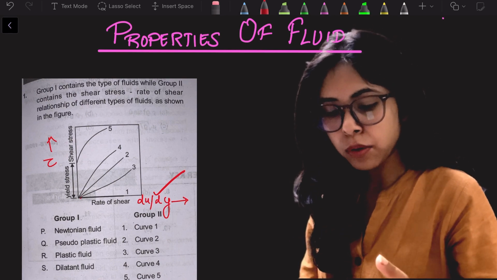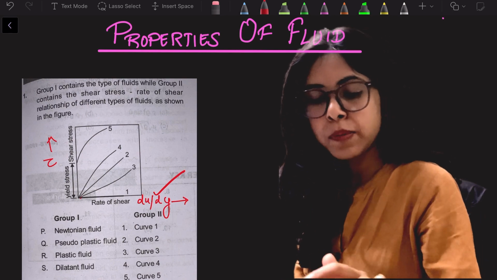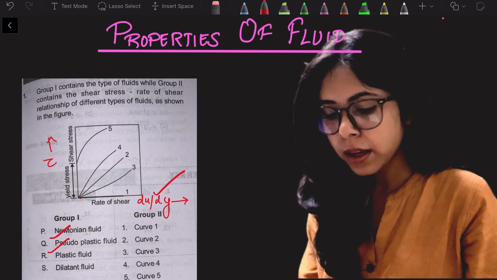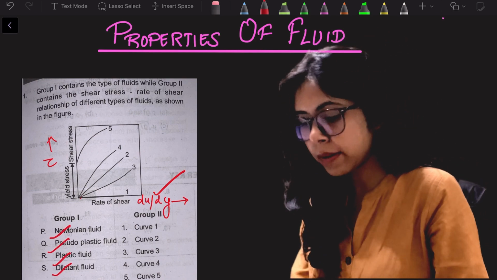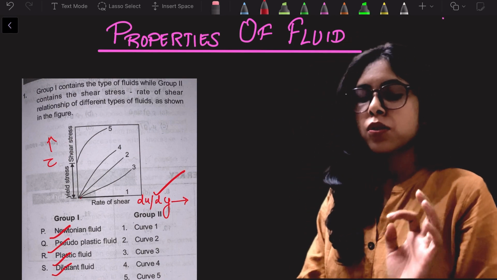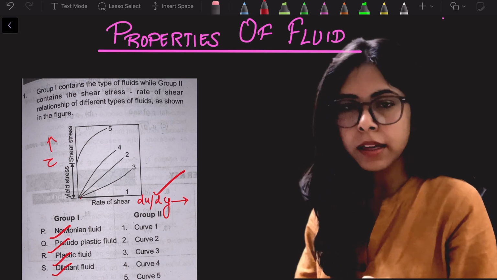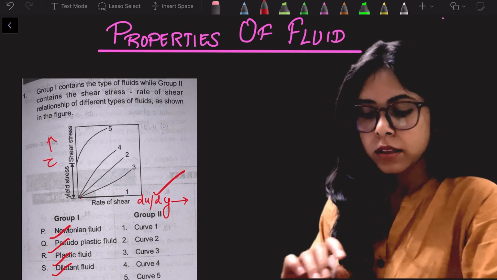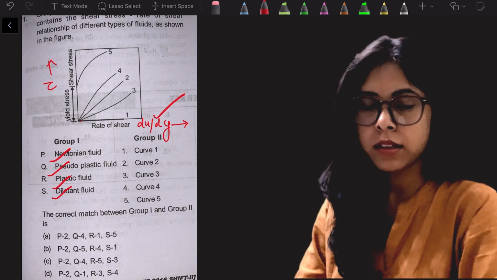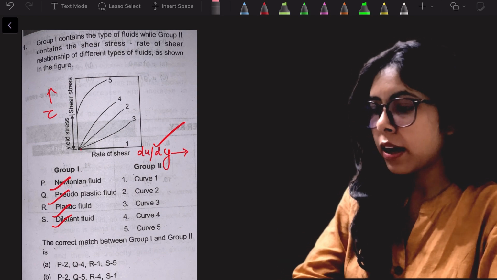We have been given certain groups, group 1 and group 2. We have names in group 1, the different types of curves are there, and we have been given the names: Newtonian fluid, pseudoplastic fluid, plastic fluid and dilatant fluid. So we have to match the types of curves with the names. So let's see what the different types of fluid are first, and then we can easily match here. This particular question came in GATE 2016 shift 2.